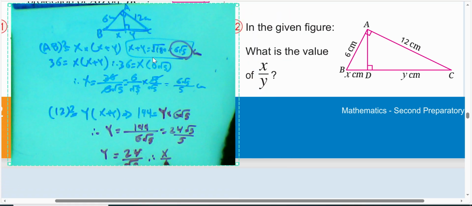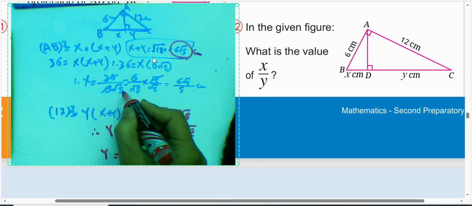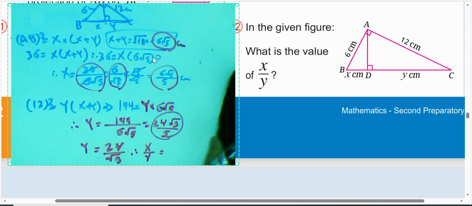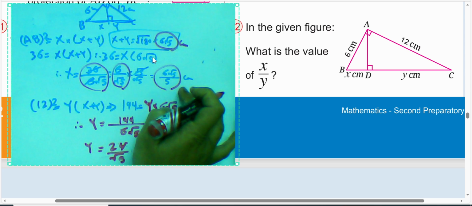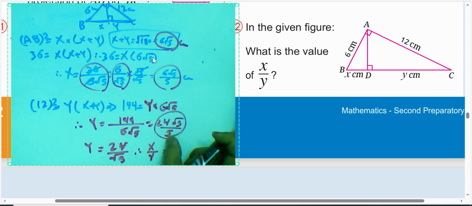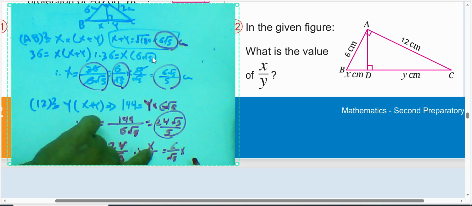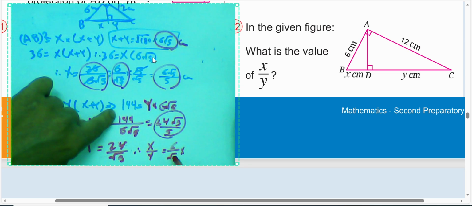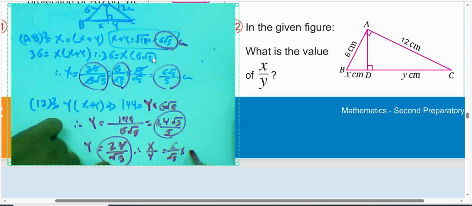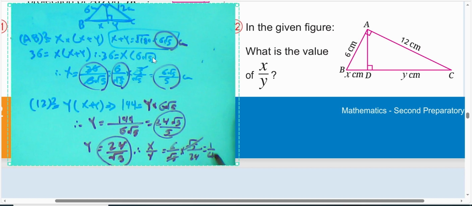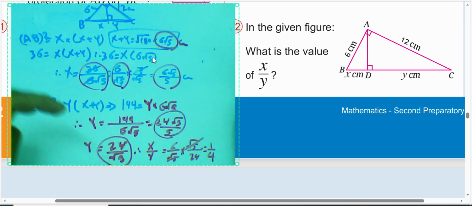Listen, x over y will be x divided by y. x here is 6 over root 5, or you can write this divided by this using a calculator. Okay, I will solve by hand. Okay, my students, x in the simplest form here and y in the simplest form here. To find the ratio between x and y, I will write 6 over root 5, convert division to multiplication, and write the reciprocal of this value, root 5 over 24. Or you can use a calculator, never mind, divide this number by this number. You can simplify, the result will be 1 over 4. The ratio will be 1 over 4. 6 over 24 is 1 over 4.